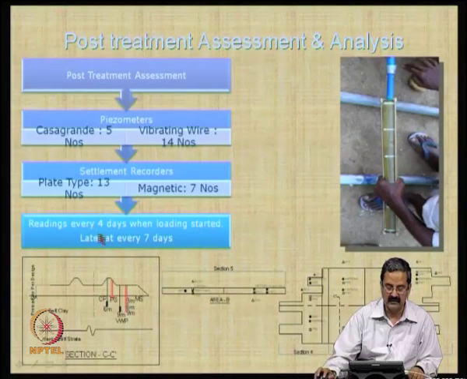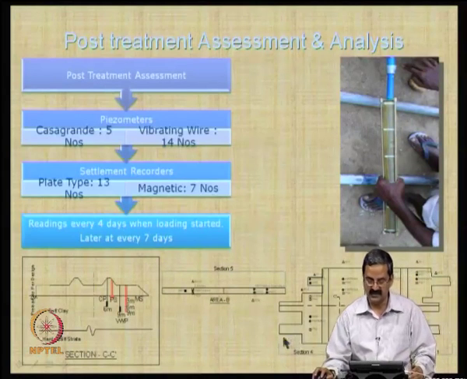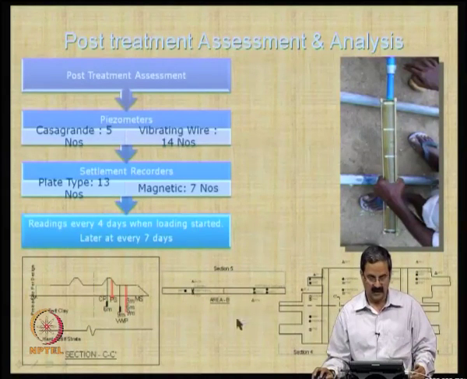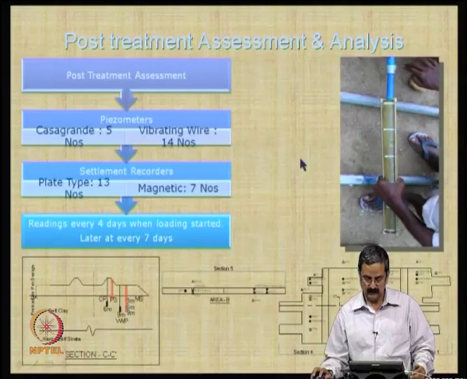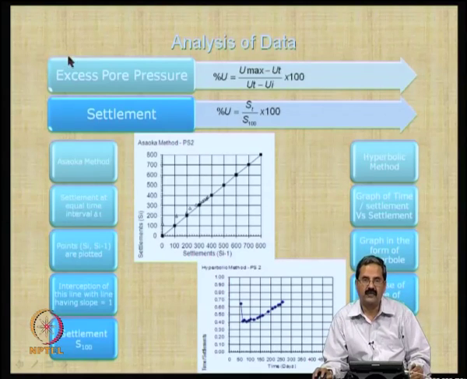Readings were taken every 4 days when the loading started, and later every 7 days. As I said, during the initial process it could be a little more frequent, the 4 days, and later it was 7 days. So, they have sections here, and you can see this is the piezometer. Their objective is to find out excess pore pressure and settlement.